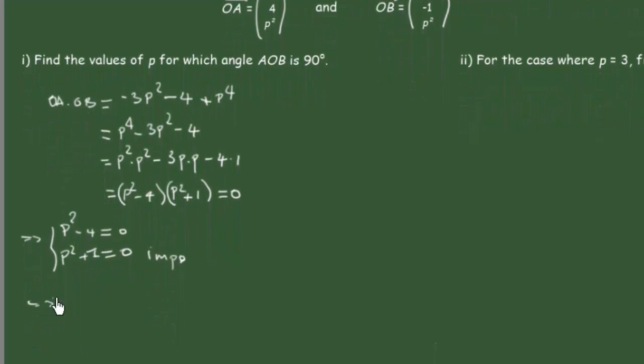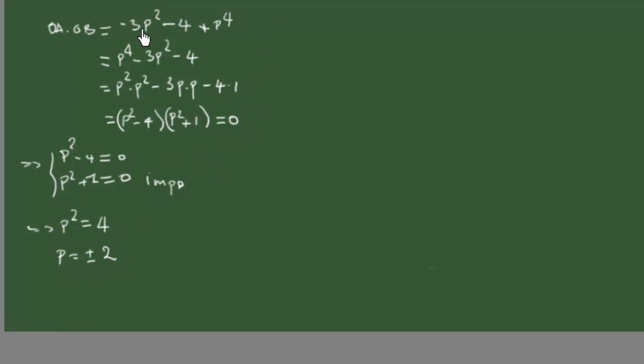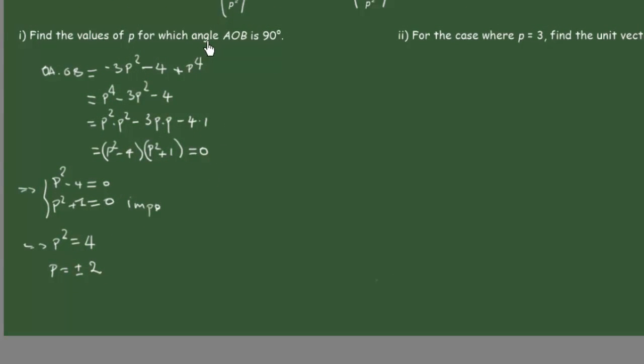So we add 4 to it, p² equals 4, and then we square root it. This is going to give us p equals plus or minus 2. And these two values, p equals minus 2 and p equals 2, are the values of p for which the angle OAB is 90 degrees.